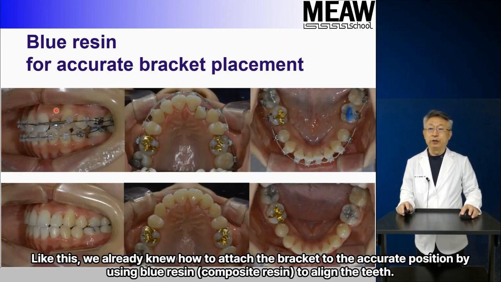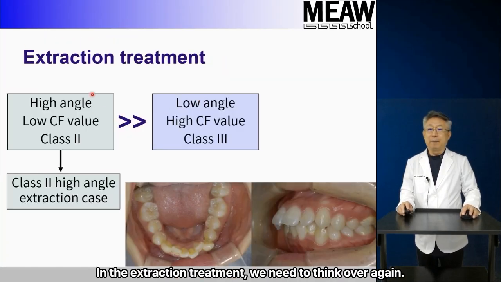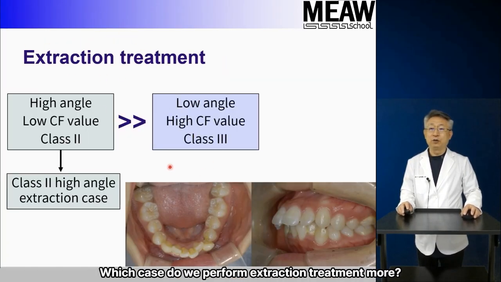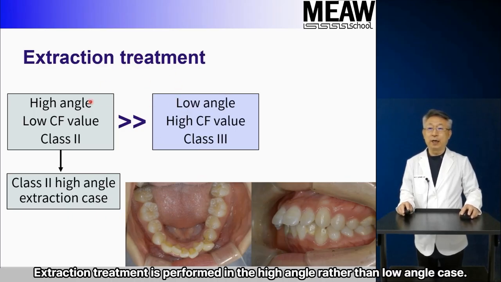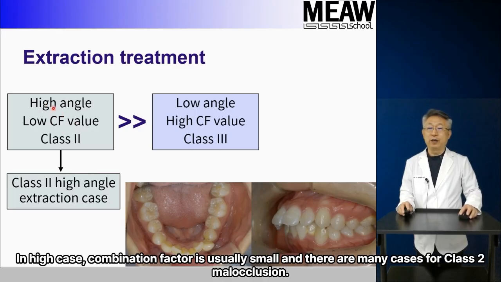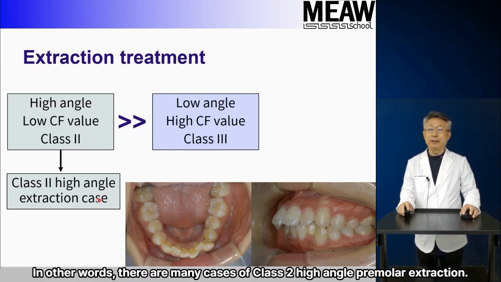Like this, we already knew how to attach the bracket in the accurate position by using blue resin composite to align the teeth. In the extraction treatment, we need to think over again. In which case do we perform extraction treatment more? Extraction treatment is performed in the high angle rather than the low angle case. In high angle cases, the combination factor is usually small, and there are many cases of Class 2 malocclusion. In other words, there are many cases of Class 2 high-angle premolar extraction.